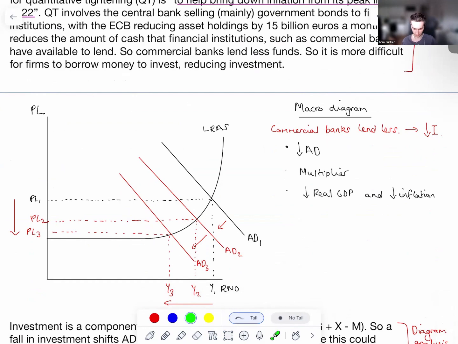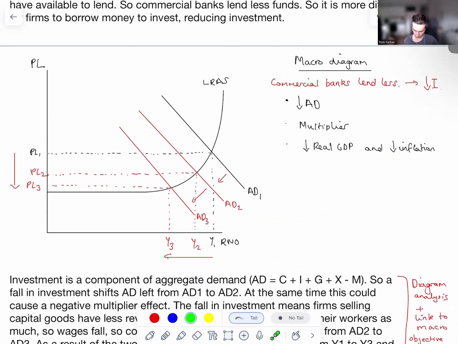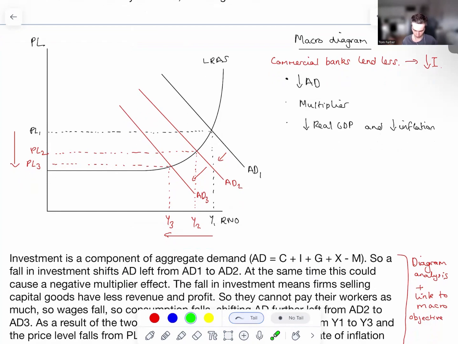So investment is a component of AD. So if there's a fall in investment, it's going to shift AD left from AD1 to AD2. That's the first shift left in AD in the diagram here. At the same time, though, this could cause a negative multiplier effect. How do we explain that?